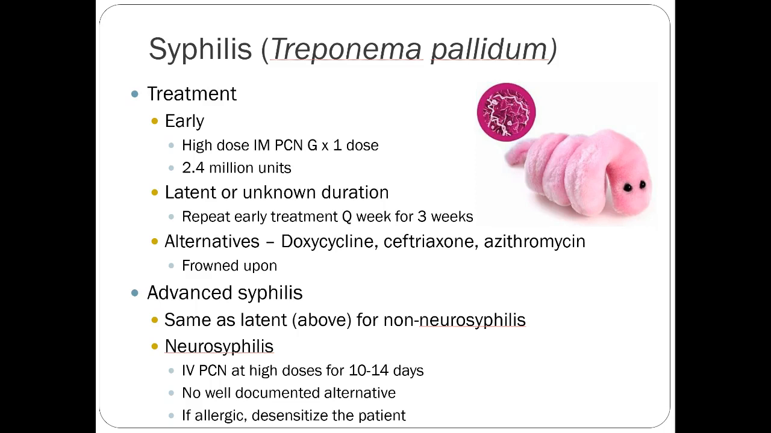Alternatives. Alternatives are frowned upon. You wouldn't use them unless you really had no other choice, and generally speaking, the medical community is in agreement that you don't use alternatives for syphilis. You desensitize people to penicillin and use penicillin. So that's what you do. The thing about syphilis is it takes a long time for it to do anything really bad. So if you catch it early, you have time to desensitize somebody. So it's not like you're in a rush to say, oh, let's do doxy because we can't do penicillin. No, desensitize them to penicillin.